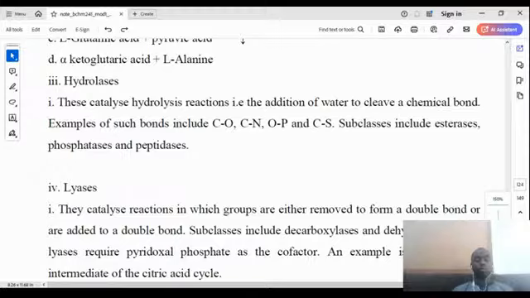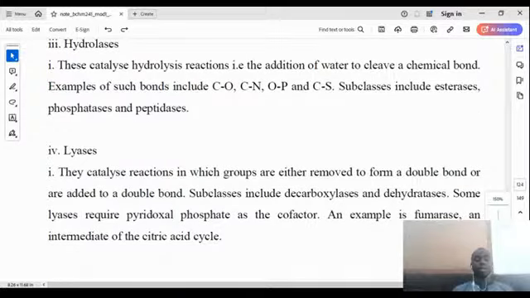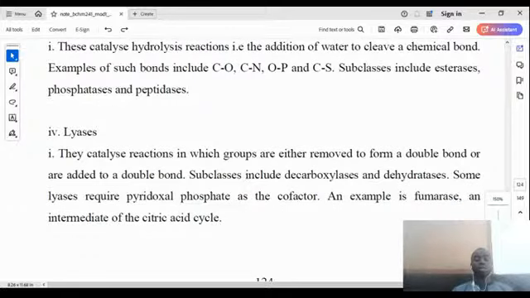The next class, number 4, is lyases, which catalyze reactions in which groups are either removed to form a double bond or are added to a double bond. The subclasses include the carboxylases and the hydratases. Some lyases require a cofactor, pyridoxal phosphate, as the cofactor. An example is fumarase. This fumarase is an enzyme that is in the citric acid cycle.